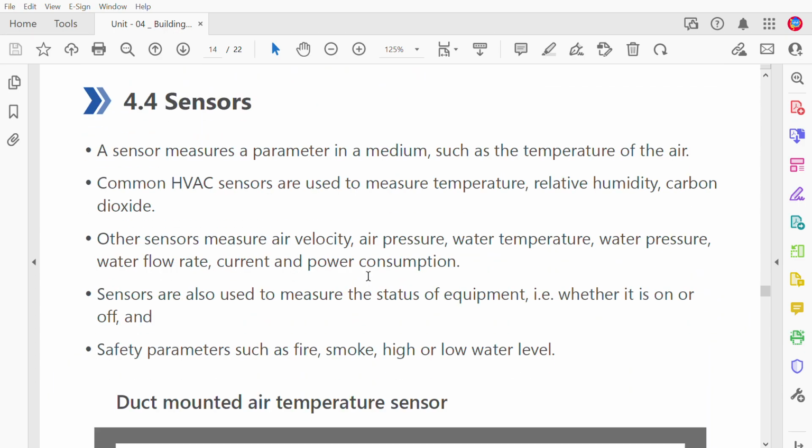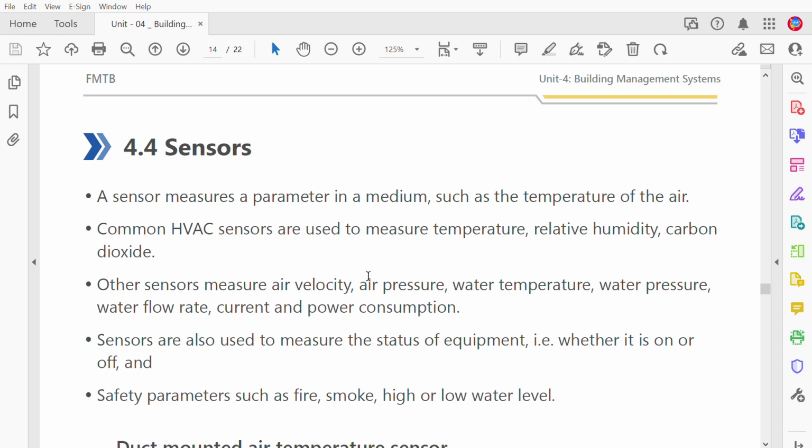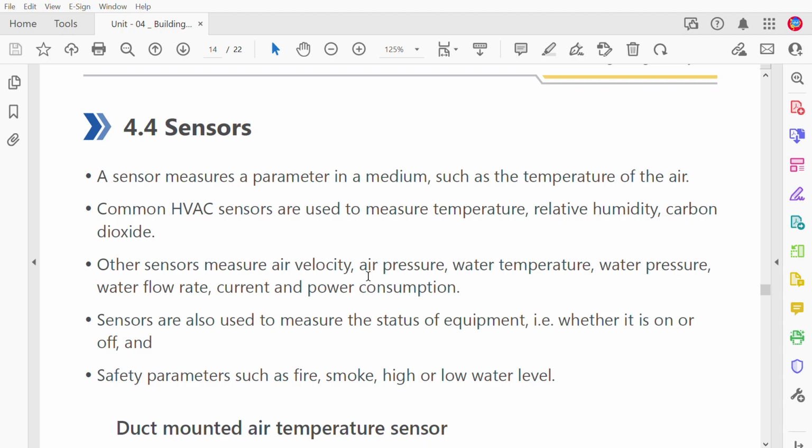And then sensors, as mentioned, there are various sensors, with parameters of such sensors in the air, common HVAC sensors, and use of temperature sensors for relative humidity, and other sensors like air measurements of velocity and pressure.